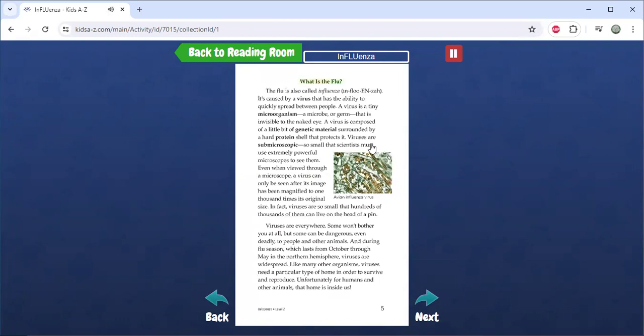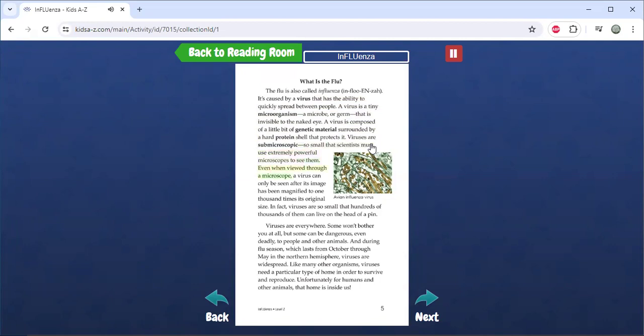What is the flu? The flu is also called influenza. It's caused by a virus that has the ability to quickly spread between people. A virus is a tiny microorganism, a microbe or germ, that is invisible to the naked eye. A virus is composed of a little bit of genetic material surrounded by a hard protein shell that protects it. Viruses are submicroscopic, so small that scientists must use extremely powerful microscopes to see them.